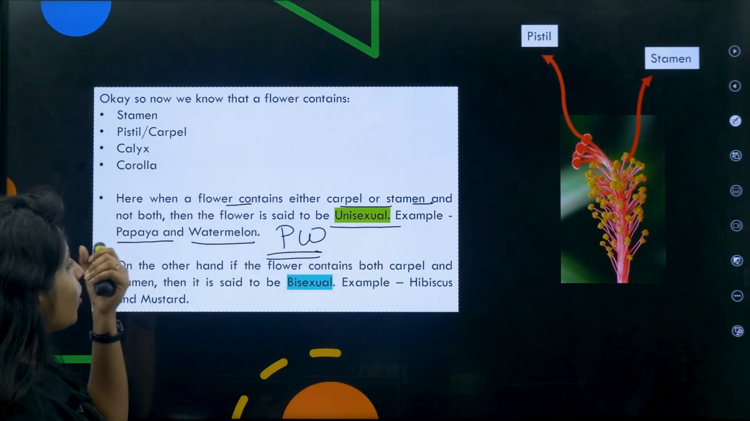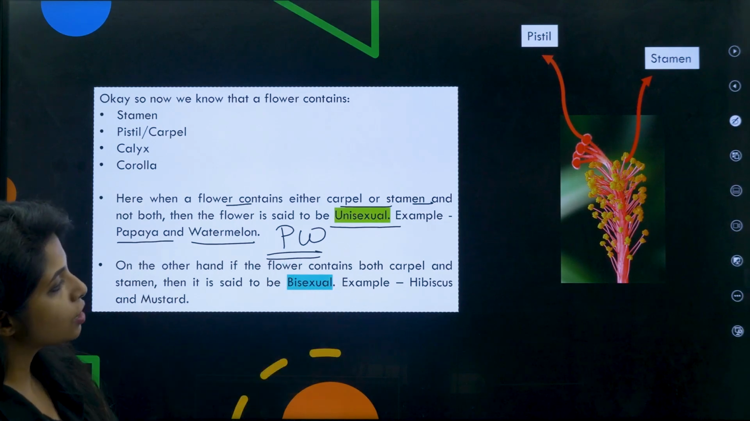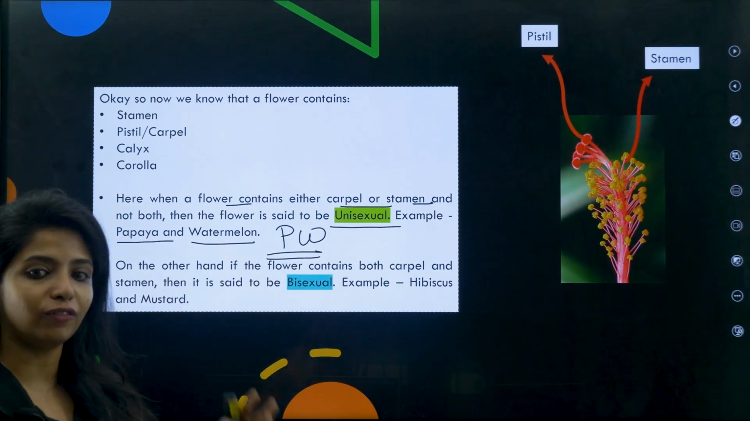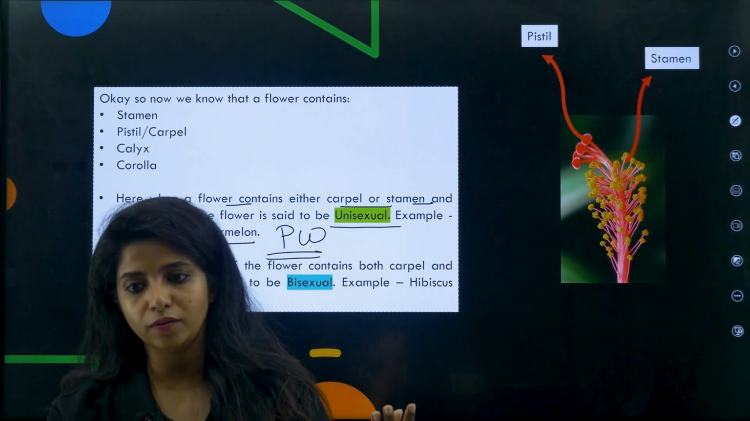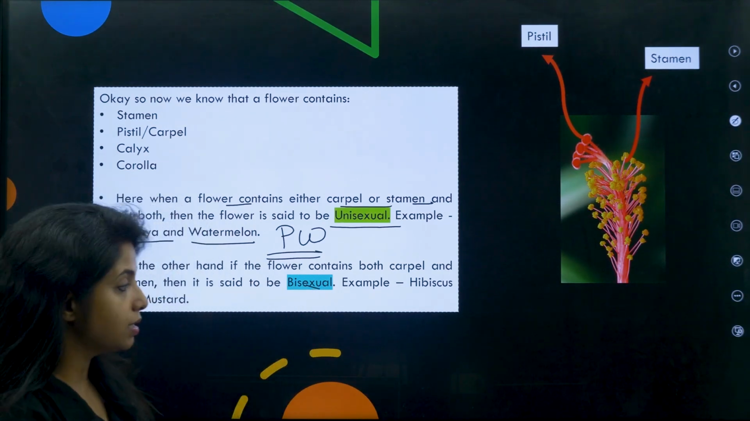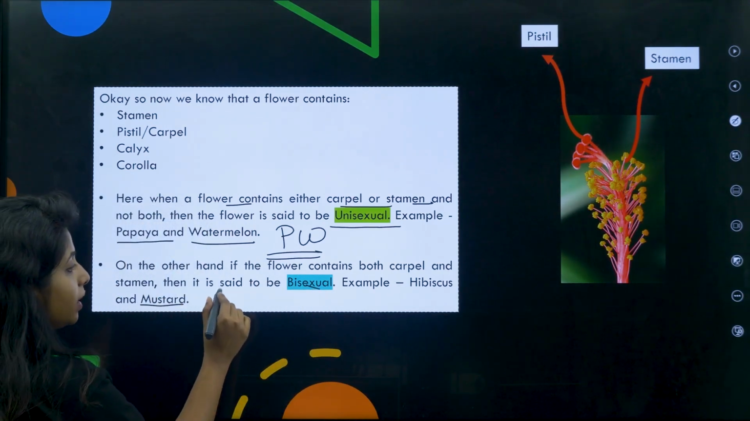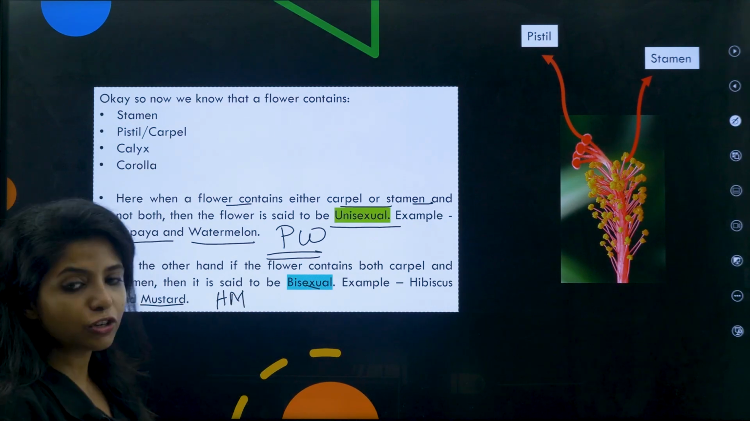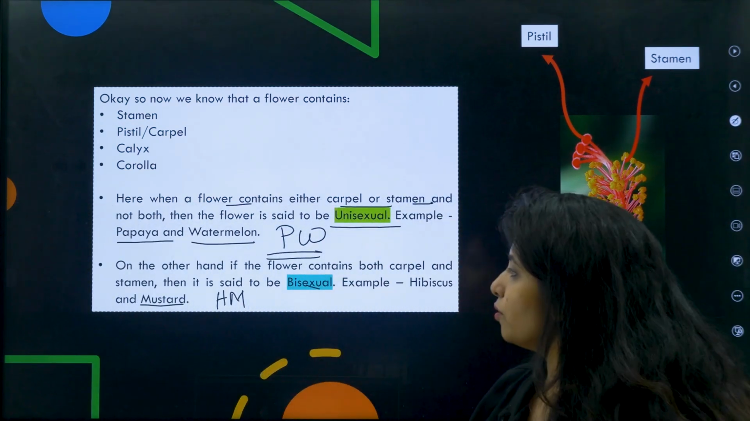Now going ahead, on the other hand, if a flower contains carpel and stamen, both of them, so what do you call it? Bisexual flower. Example of a bisexual flower, hibiscus and mustard. How can you remember it? H&M. You go to H&M for shopping, you can remember like that, okay, or whatever.